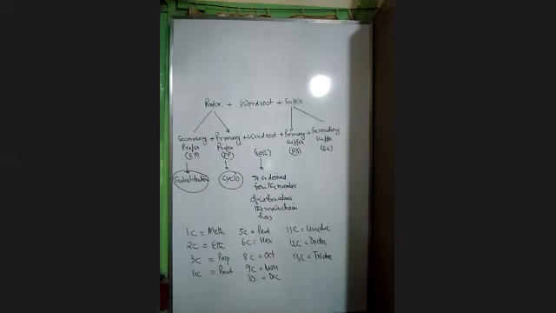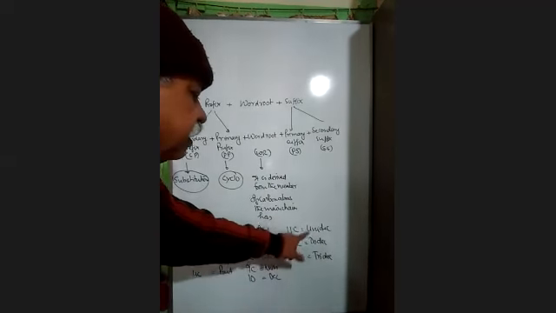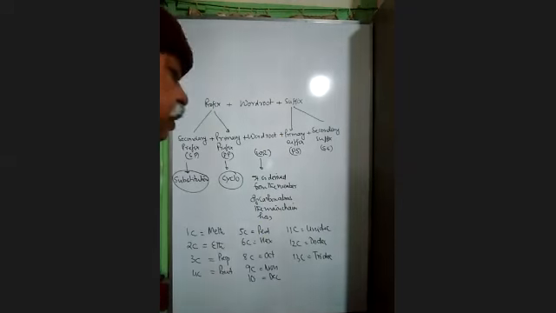Sir, there is no 7 carbon. I did not write it. Obviously, after hex will be hept. Okay, sir. I have not written it down because this is a little different. Undec, dodec.